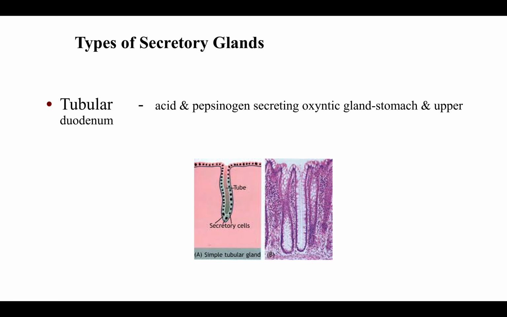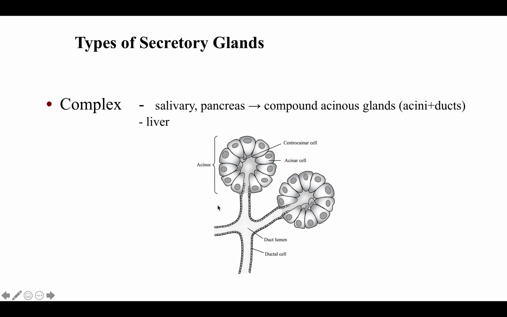The third type of secretory glands within the gut are tubular glands, and these kinds of cells secrete acid and pepsinogen. An example of these are the oxyntic glands located within the stomach and the duodenum. And this is the structural histology of these glands.